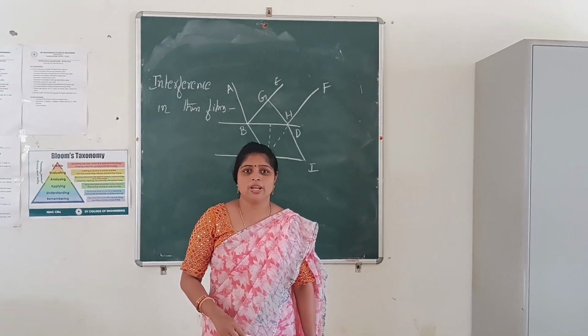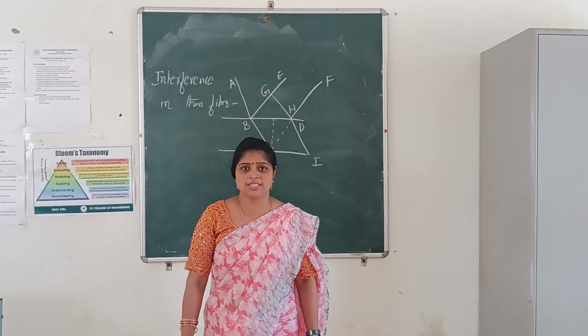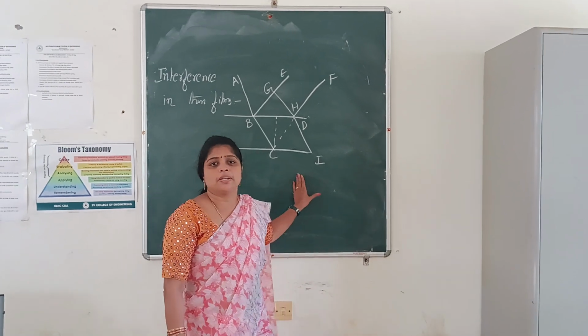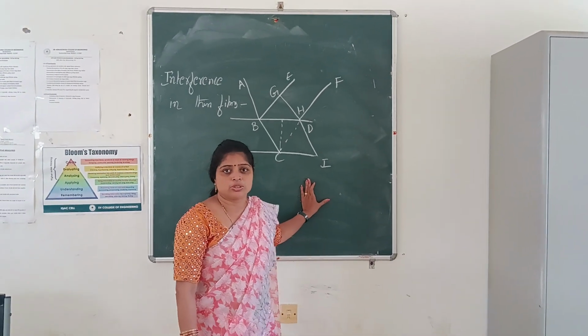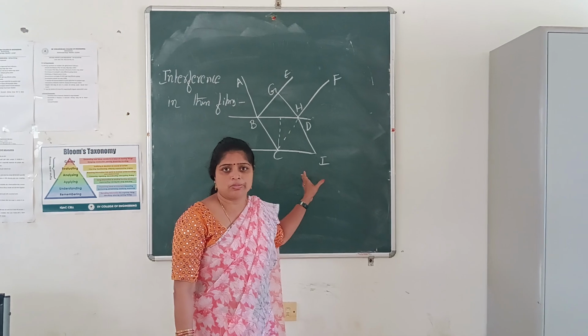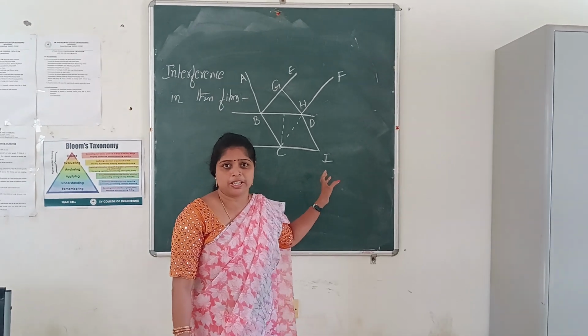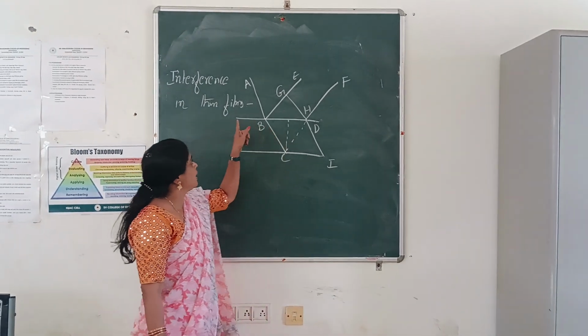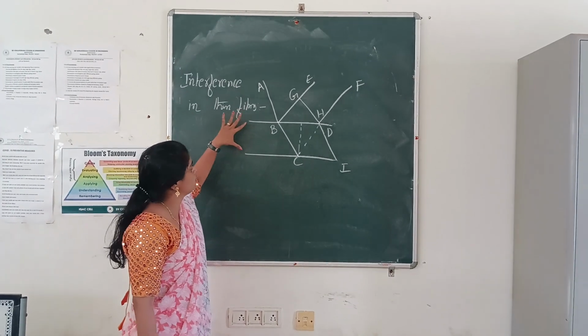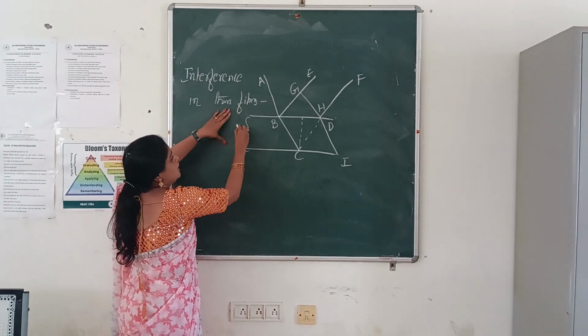Hi everyone. Today I am going to tell about interference in thin films. In thin films, superposition is due to any two reflected rays or any two transmitted rays. Here I have drawn the thin film. AB is the thin film.